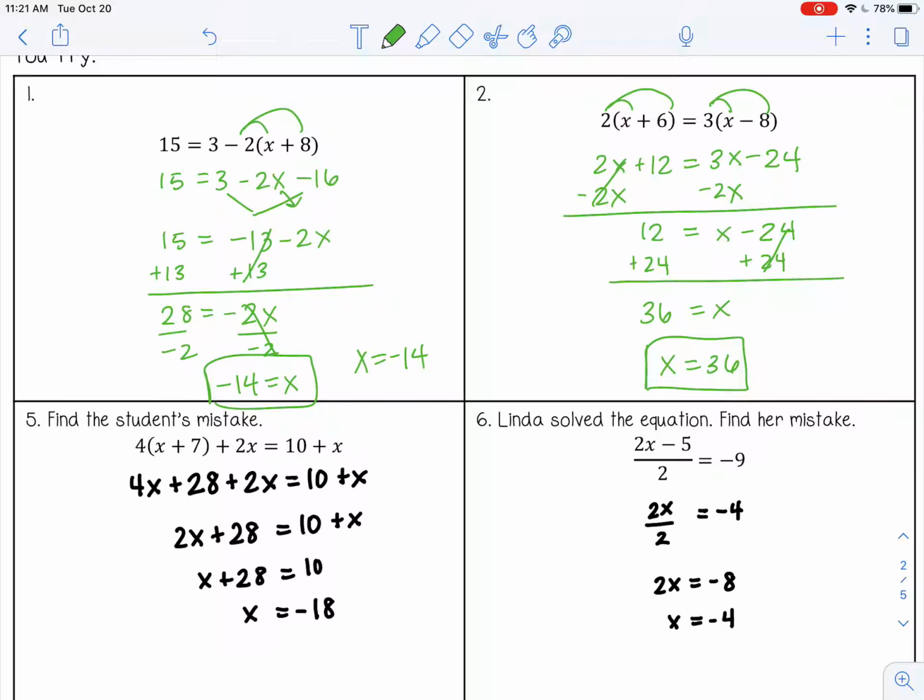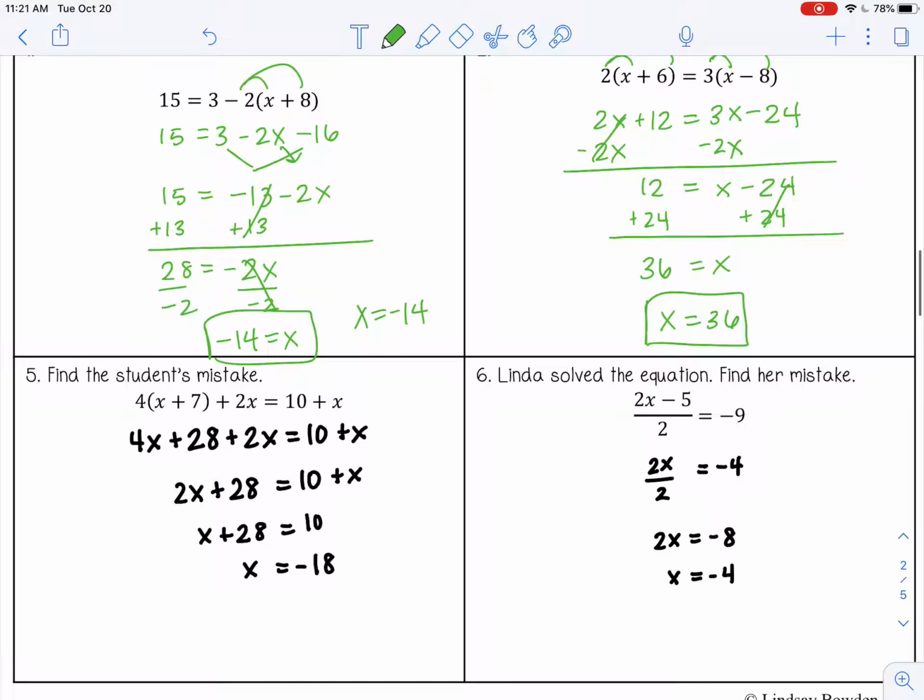If you messed up on one of these, you can always pause the video and correct it and then go back and make sure you did it correctly. Okay, the last two, these should be numbered correctly on yours, 3 and 4. Find the student's mistake. So this problem has already been worked out. We're trying to find the mistake. And the mistake is, for number 3, when this student combined like terms, 4x and 2x, instead of adding, it looks like they subtracted. So right here, this should be 6x.